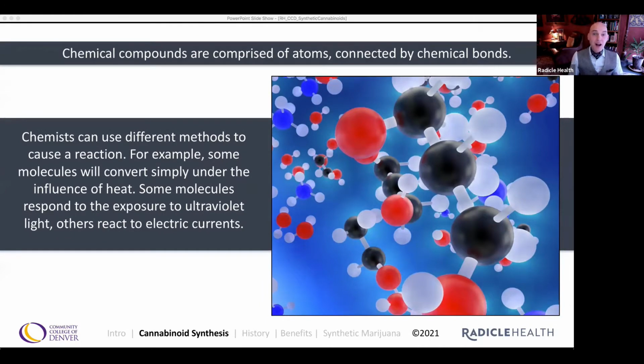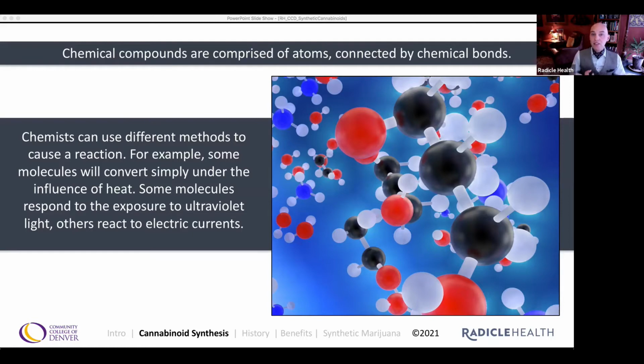So chemical compounds are, of course, comprised of atoms, and they're connected by chemical bonds. Typically, the synthetic production of a specific compound will require that chemists break apart some of these existing bonds and form new bonds. And so when you have the synthesis of a complex molecule, something like a cannabinoid, it includes a considerable and varied number of required reactions. And often each step of the process focuses on the reaction of a single chemical bond.